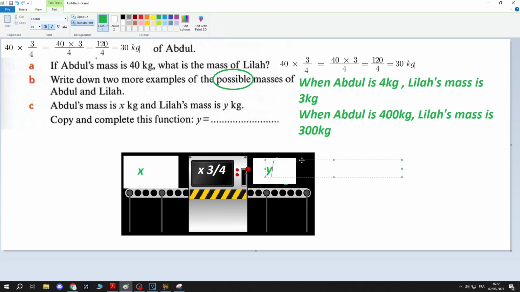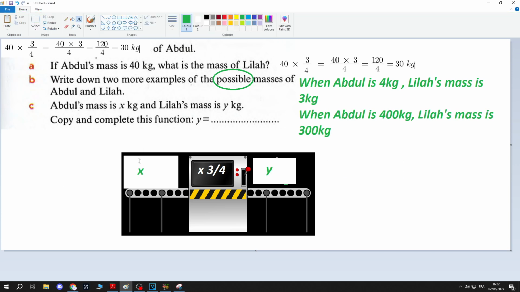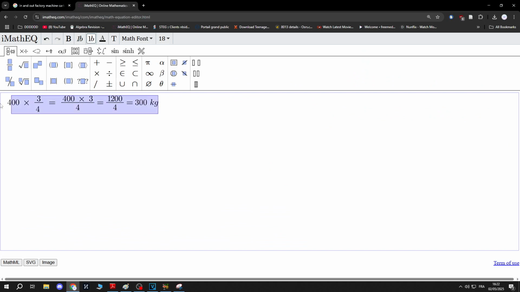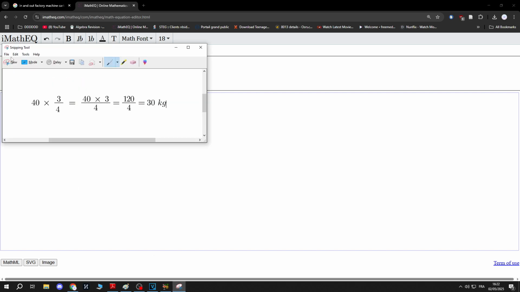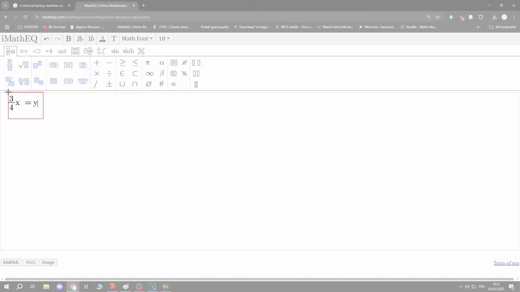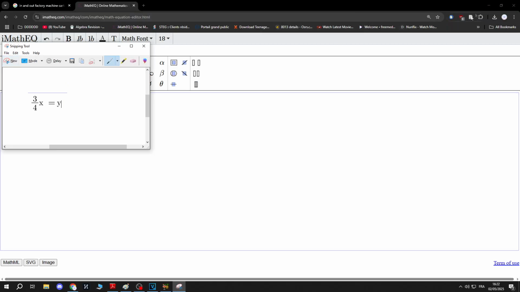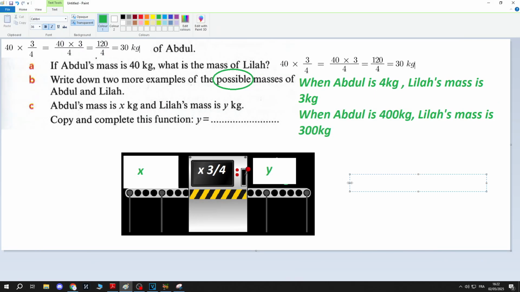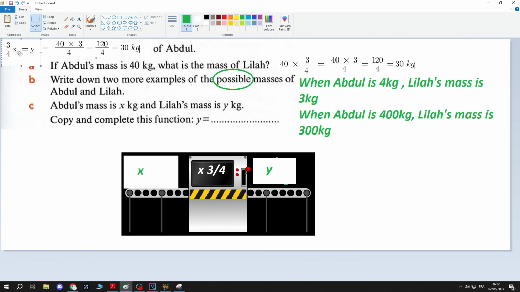So what would our answer be? Simply enough, X multiplied by 3/4 would give us Y. So this is how it should be written. So 3/4 X would be equal to Y. Simply enough. Why did we not put a multiplication sign? Again, this is algebra. Even if you're multiplying a variable by a fraction, it will still be written this way.